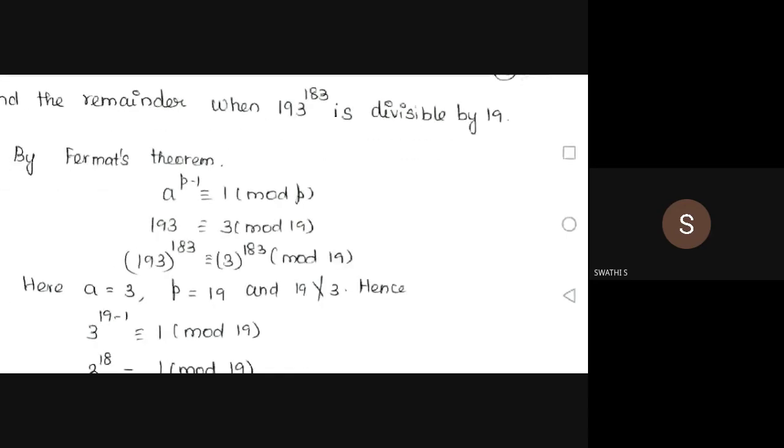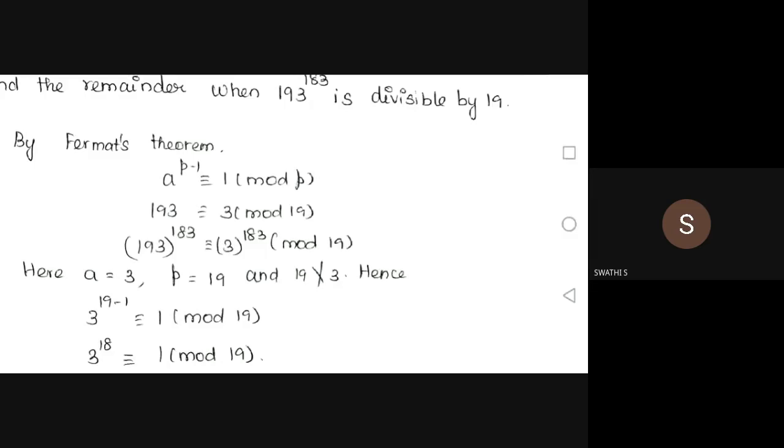So to find 3 power 183 mod 19, we have to apply Fermat's Little theorem. Here a is 3, p is 19. So 19 does not divide 3. By Fermat's Little theorem, a power p minus 1 is congruent to 1 mod p. Here a value is 3. So 3 power 19 minus 1 is congruent to 1 mod 19. So 19 minus 1 is 18. So 3 power 18 is congruent to 1 mod 19.